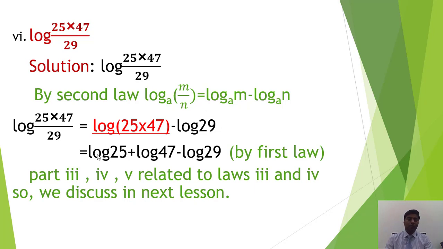Now log 25 plus log 47 minus log 29 by first law. Here we use log 25 multiplied by 47. The log of product of two numbers can be written as the sum of two logarithms. So we have log 25 plus log 47 minus log 29. Part 3, 4, 5 related to laws 3 and 4. So we discuss in next lesson.